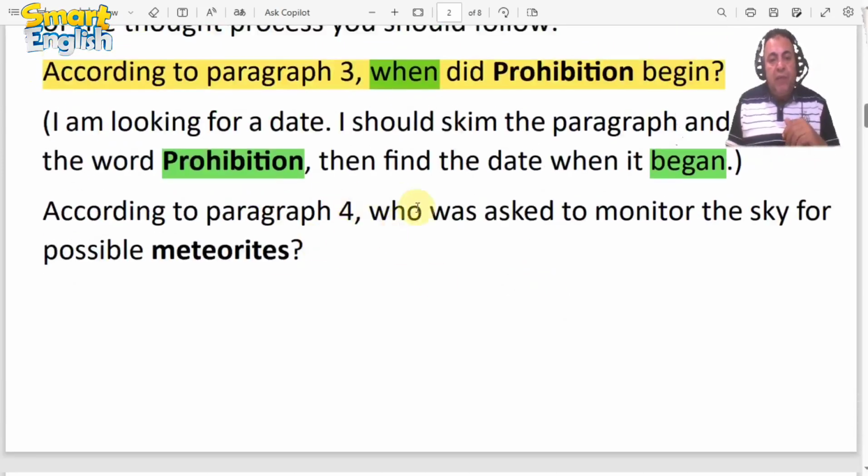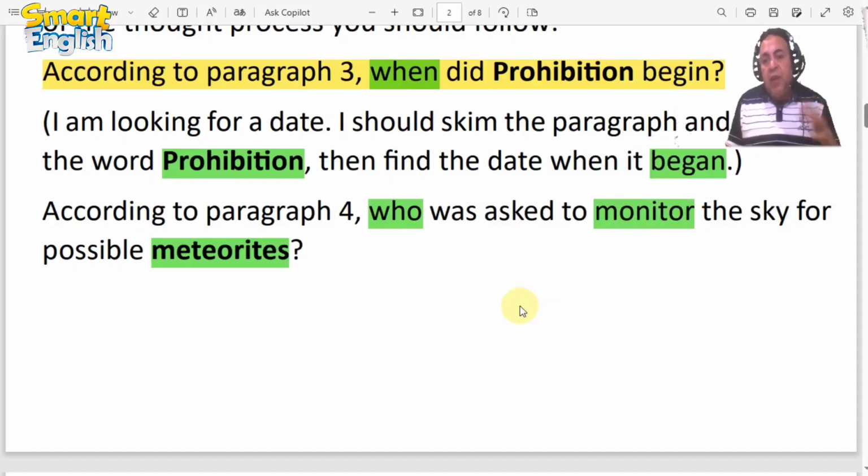According to paragraph number 4, who was asked to monitor the sky for possible meteorites, okay? This is another example of how you can search for certain keywords. As you see in this question, it's obvious that the noun meteorites is the keyword because it is unique. And moreover, you have to focus on the WH word because he is asking you about a person. Who, okay? Who does what? He was asked to monitor the keyword. This is also a very important verb here to express what you are searching for in relation to the keyword.